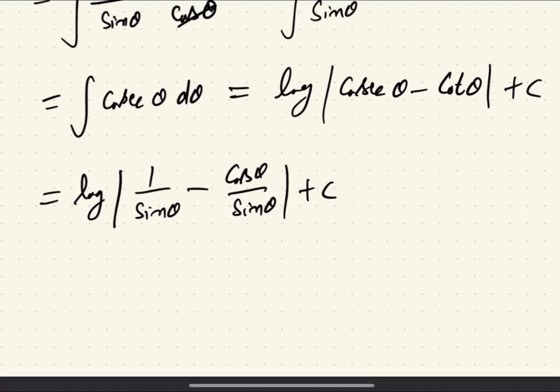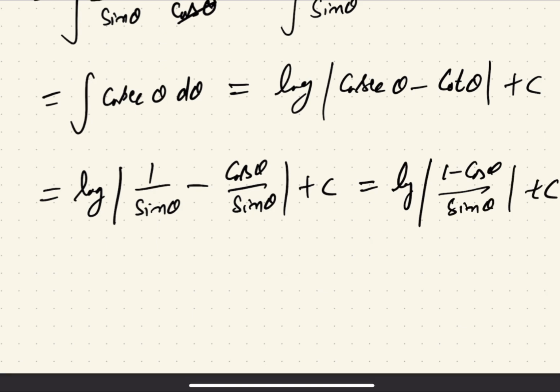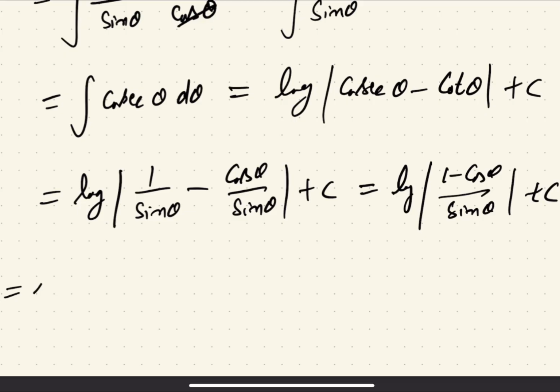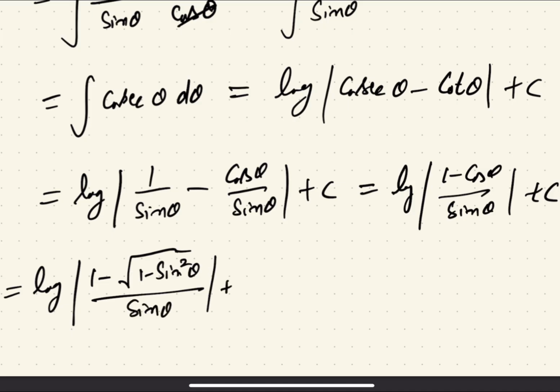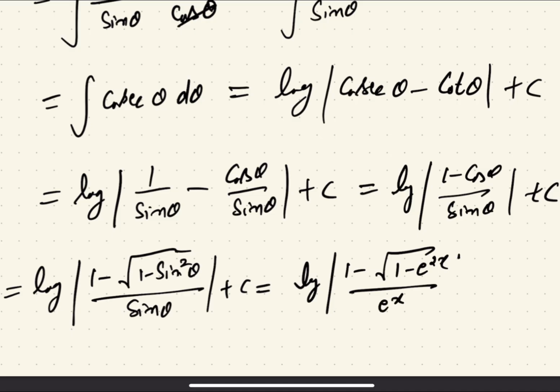I will write this equal to log of LCM, 1 minus cosine theta over sine theta plus c, and this equals log of 1 minus, okay, for cosine, I will write the square root of 1 minus sine square theta, over sine theta plus c. This equals log of 1 minus the square root of 1 minus e power 2x, over e power x. That's your answer.